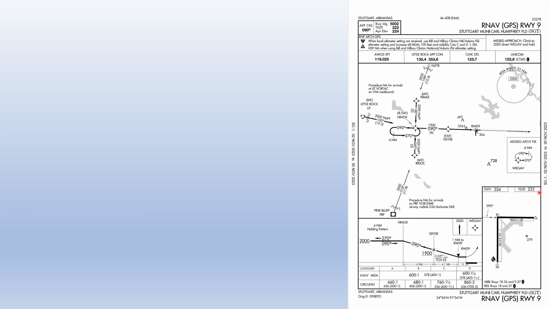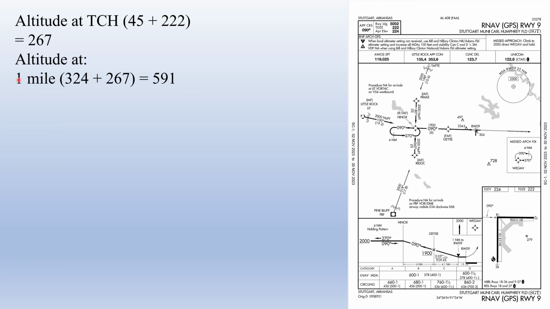And I know that my touchdown zone elevation is 222 feet. So once I am setting down on the runway, my altimeter should read 222 feet. So if I should be 45 feet above this altitude as I cross the threshold, that means I should be at 267 feet on my altimeter as I cross the threshold. Now we'll work our way back. So at 1 mile away from the runway, I need to be 324 feet higher based on that descent angle, higher than that 267 feet. So my altimeter should read 591 feet.